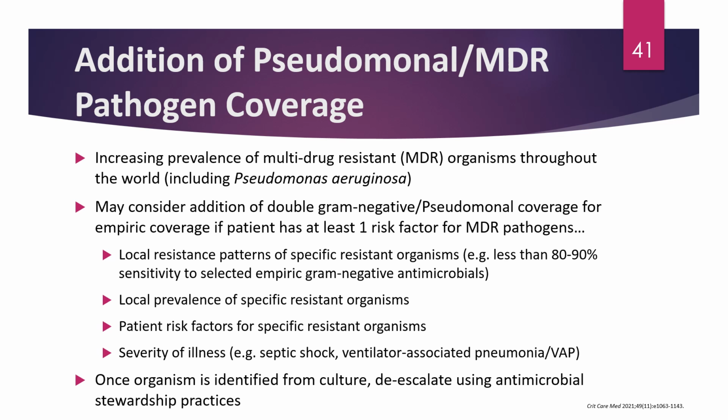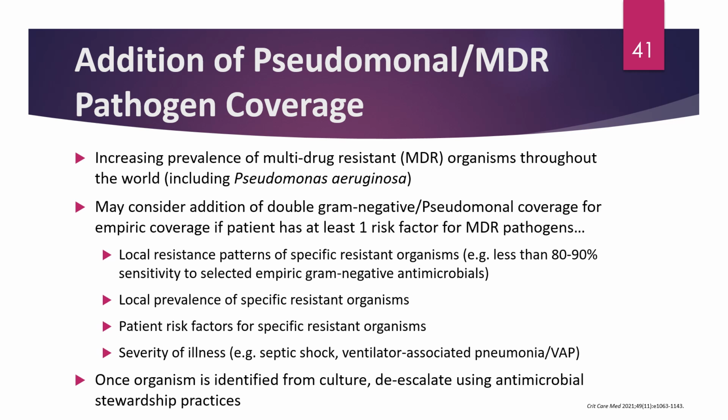Not necessarily one gram-negative agent that covers for Pseudomonas or a gambit of the gram-negative organisms is going to be able to target every single organism. So in some cases, you might actually need what's called double gram-negative coverage or double pseudomonal coverage for empiric coverage if the patient has at least one risk factor.